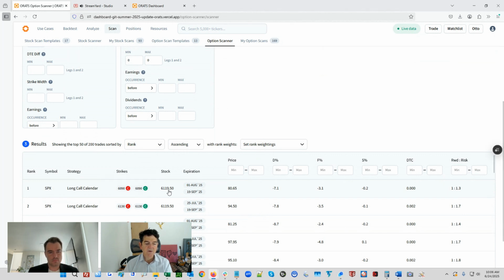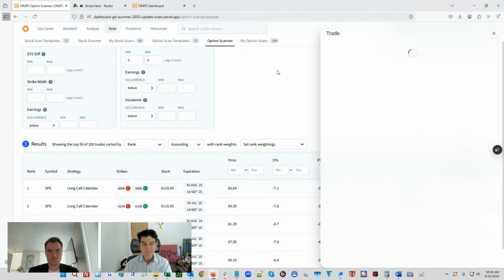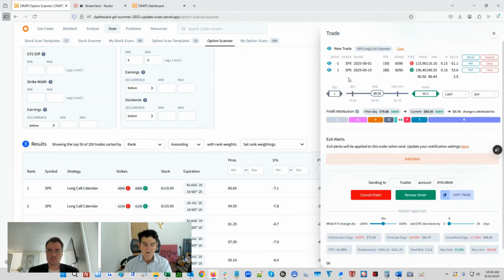And you'll see also that the long is the September and the short is the August. So then if I click on it, I could see that clearly more days in the long and fewer days in the short, and the price of those, etc. So that is something to look at right there.